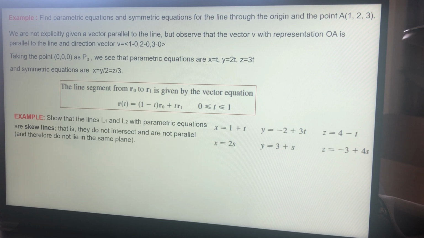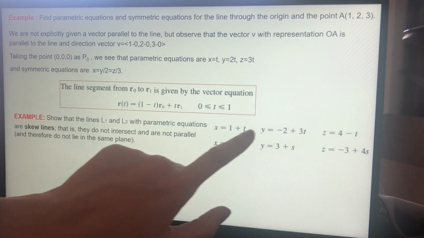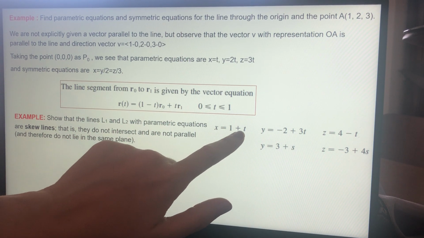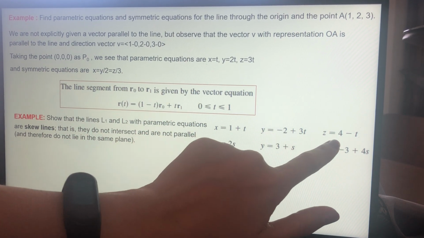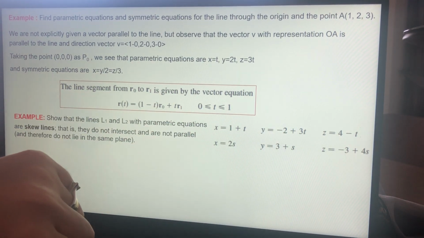And this is another question. Here, two line equations are given. As you can see, this is our first line equation. It's given in parametric form: x equals x0 plus at, y equals y0 plus bt, z equals z0 plus ct. So it fits the form of the line equation.